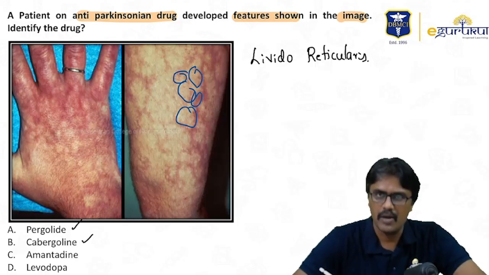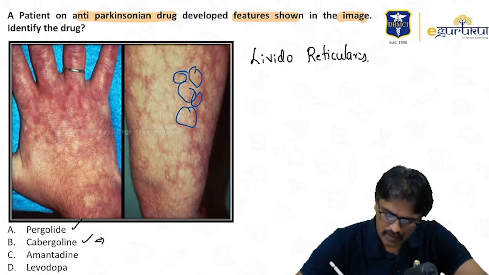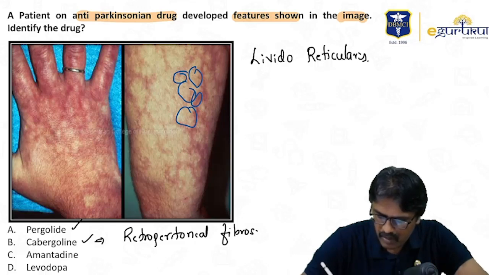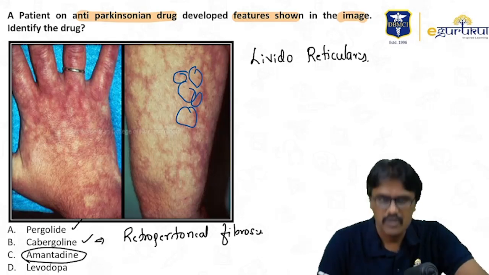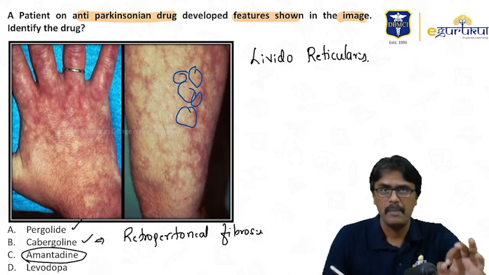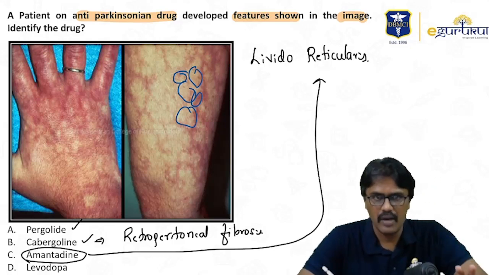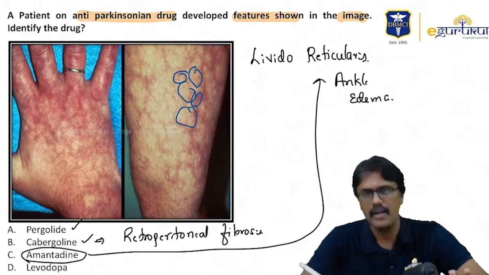Cabergoline is a D2 agonist. Now, these ergot-derived drugs can produce mainly retroperitoneal fibrosis. That is the main problem with cabergoline and pergolide. Now, what about amantadine? Yes, amantadine is also used in Parkinson disease. So that is the one which is going to cause livedo reticularis, and also it can produce one more problem, that is ankle edema.